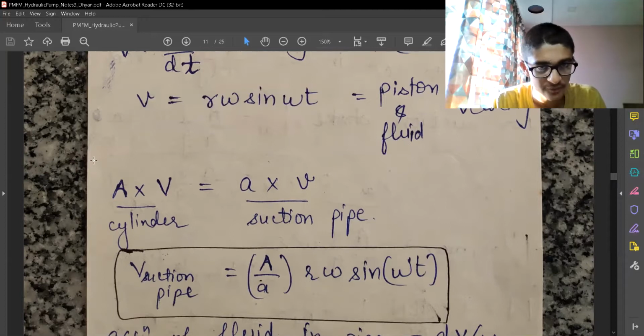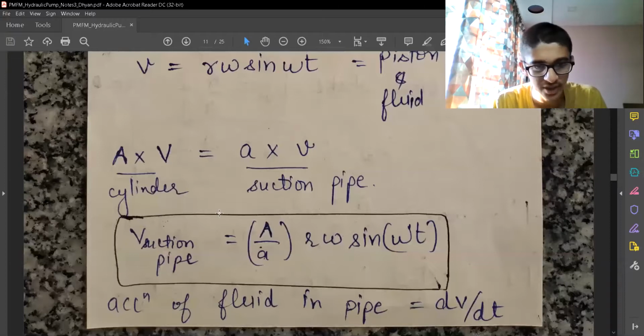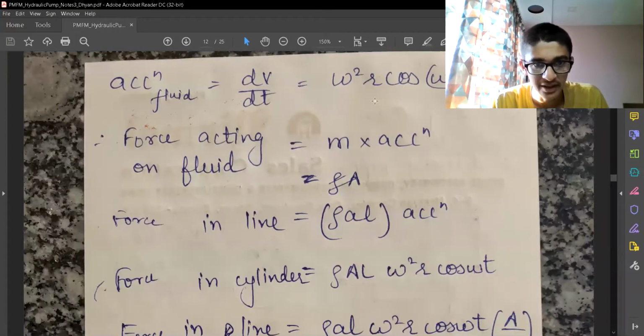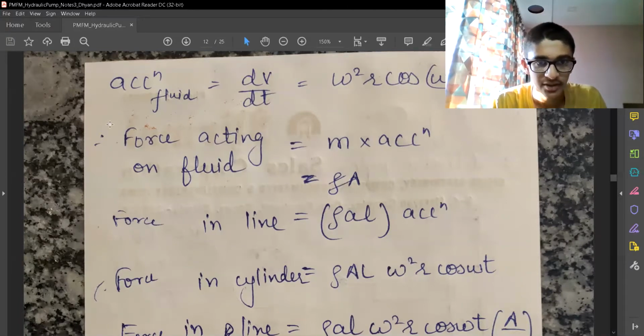This is just volume flow rate continuity, or mass continuity, which is applicable everywhere. So we know the velocity at one point, we know the area at both points, so we can find the velocity at all other points. We can do that for the suction pipe and for the delivery pipe. Now coming to the acceleration of the fluid, we just differentiate and get the term for the acceleration of the fluid. So force is mass into acceleration.